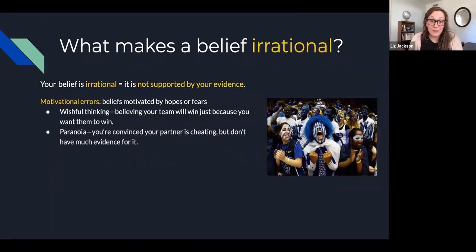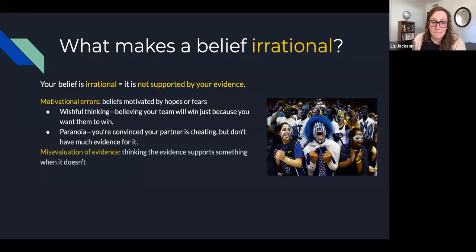You might also be paranoid. Maybe you're convinced that your partner is cheating on you, but you really don't have evidence for this. You're just sort of paranoid, and you've talked yourself into this. You're really not examining your evidence carefully or properly, and you're overthinking things. So this would again be a motivational error, motivated by fear. You're afraid your partner's cheating on you, and so you believe it, even though it's not supported by your evidence.